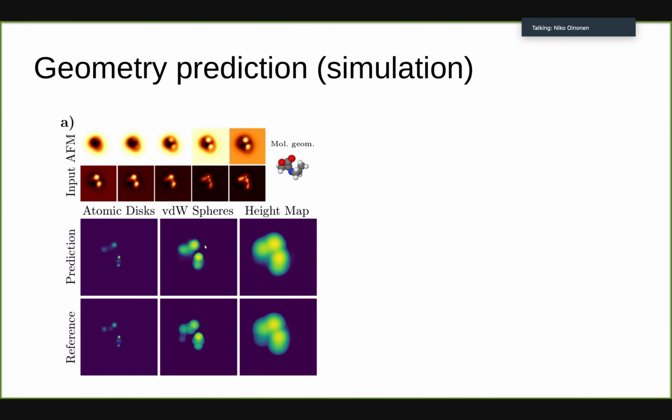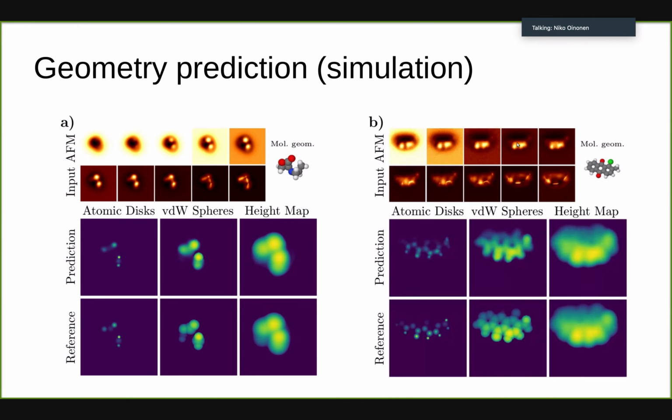Some of the difficulties that the model has is that the prediction tends to be a bit more blurry, in such a way that it's not so easy to distinguish between the individual atoms in the predictions. And also some of the deeper atoms in the reference are often not found in the prediction.